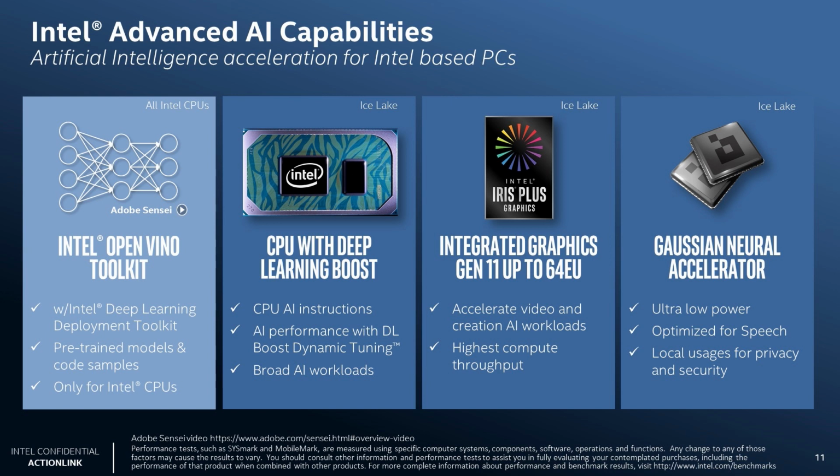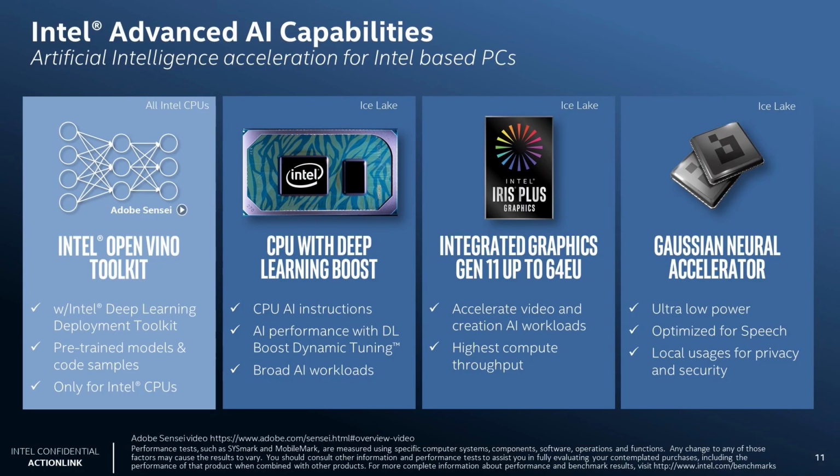So if you are using the software, it'll work on all Intel CPUs, whether they're older or brand new, or whether they have the hardware capabilities. But if they do have special hardware capabilities, the toolkit will take advantage of that. So it'll automatically say, oh, this is an Ice Lake product. I'm going to use the new AI instructions that come with Ice Lake and make things even faster.